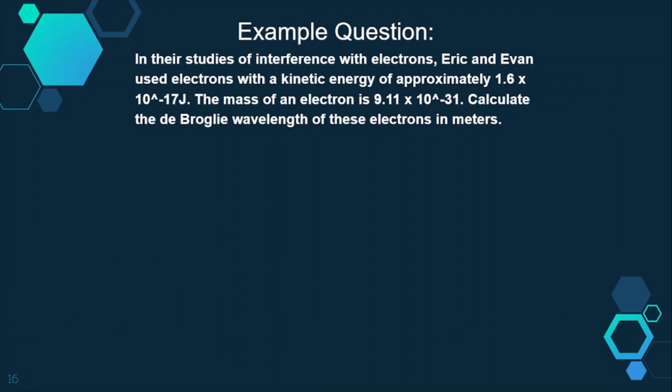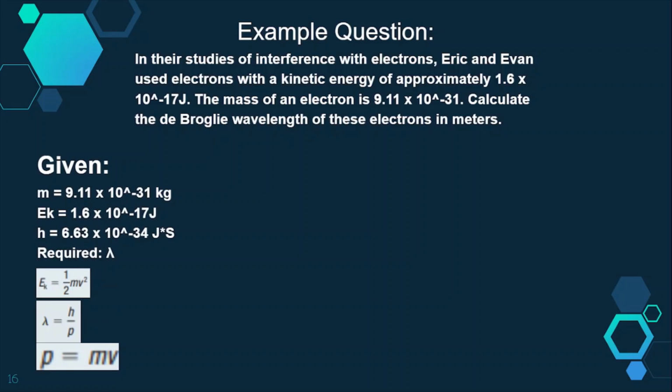Now let's solve a simple question. In their studies of interference with electrons, Eric and Evan used electrons with a kinetic energy of approximately 1.6 times 10 to the negative 17 joules. The mass of the electron is 9.11 times 10 to the negative 31 kilograms. Now calculate the de Broglie wavelength of these electrons in meters.